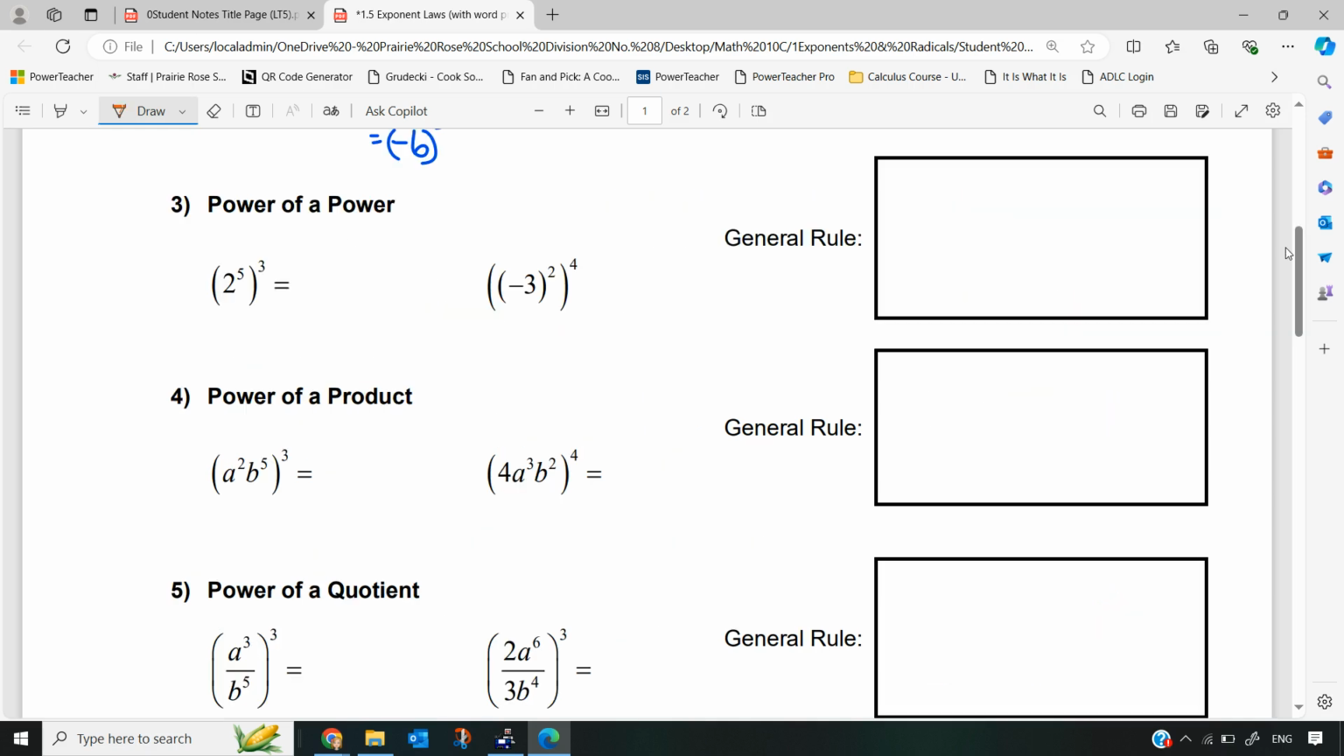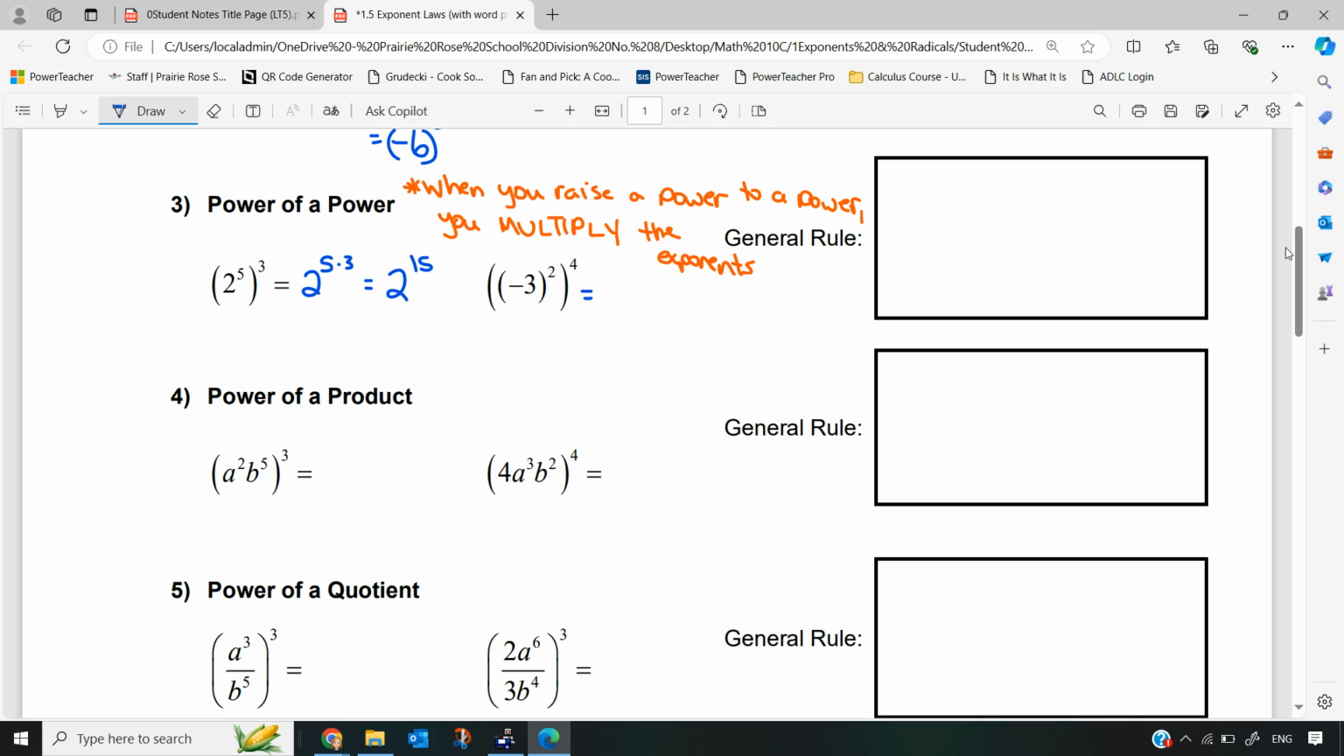Moving on to our next rule, we're talking about the power of a power. So when you raise a power to a power, you're going to multiply the exponents. So if we have 2 to the 5th raised to the exponent of 3, that's going to be 2 to the 5 times 3, or 2 to the 15. If we have (-3) squared and then raised to the 4th power, that's going to be (-3), don't forget the brackets, raised to the 2 times 4, or (-3) to the power of 8.